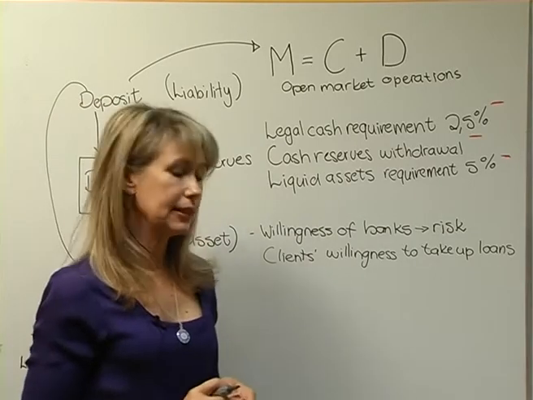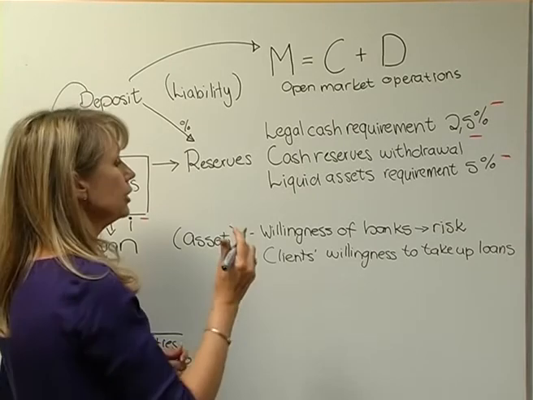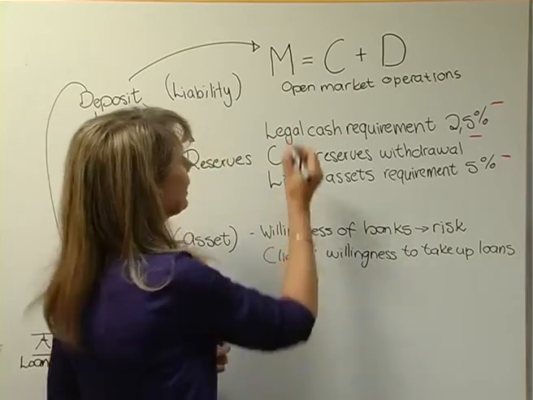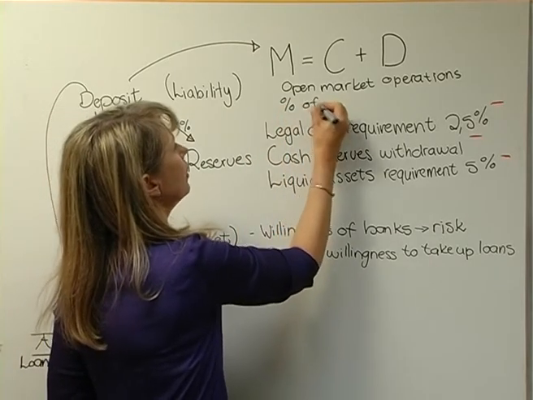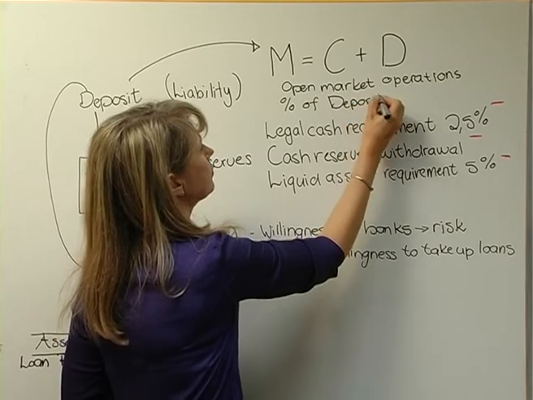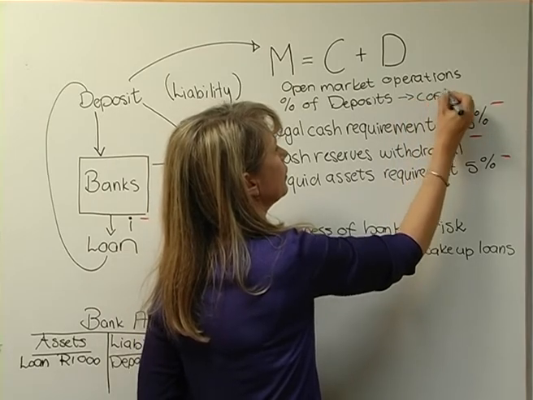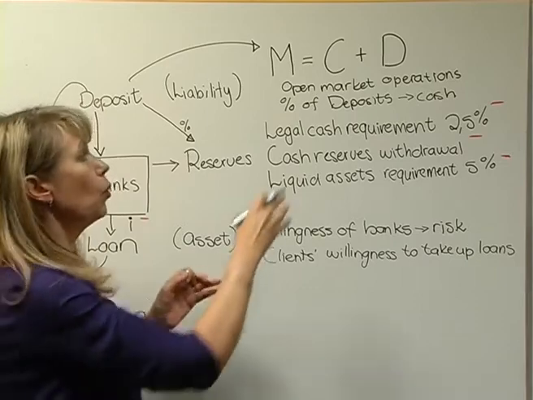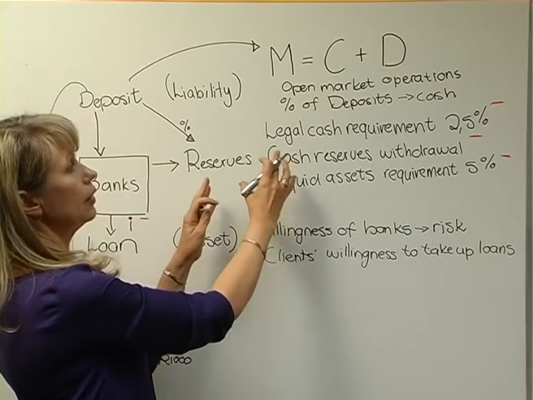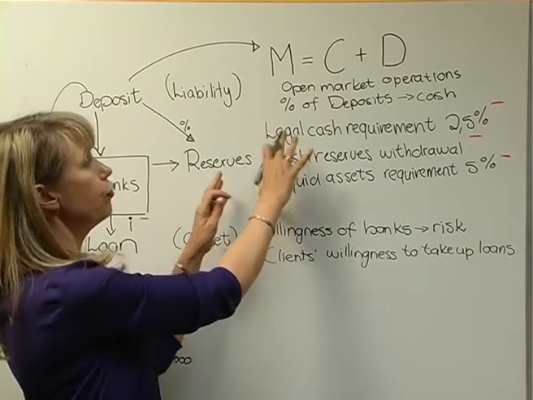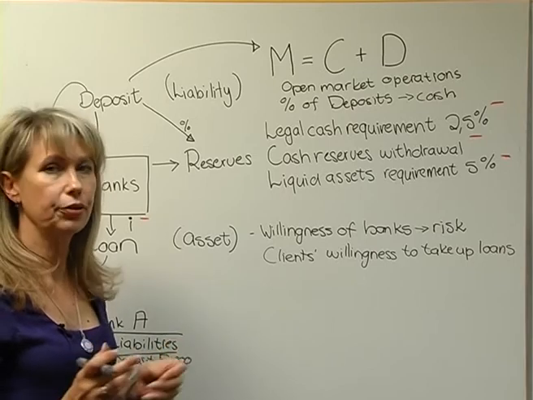And then the last factor that can influence the amount of money that can be created by banks has to do with how much cash a bank's clients want to hold, so the percentage of deposits that banks' clients want to keep in cash. If the clients want to keep a large percentage of their total deposits in cash, it means that banks have less cash available for these cash requirements, and therefore they will be able to give out fewer loans and create less money.